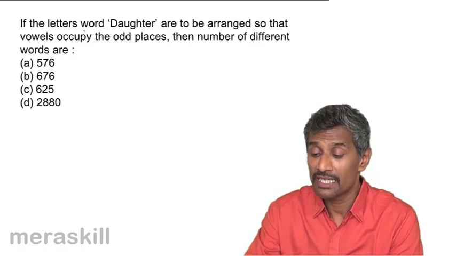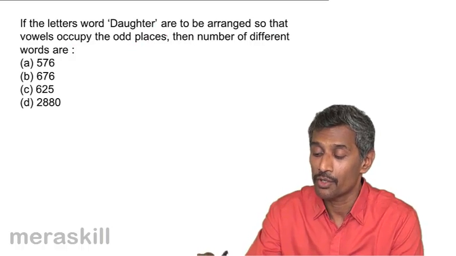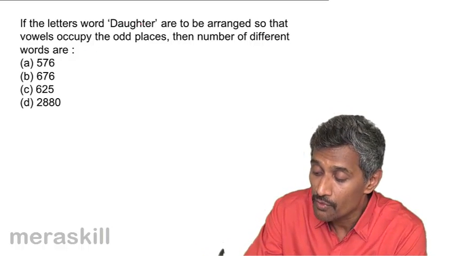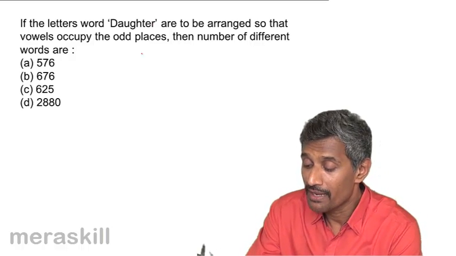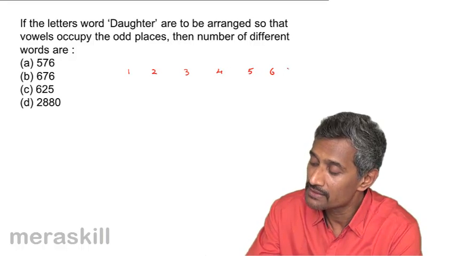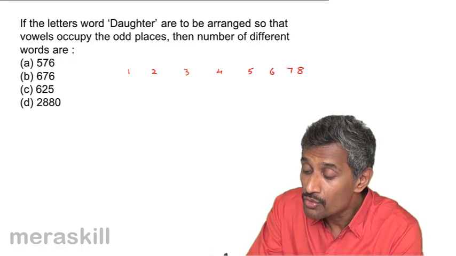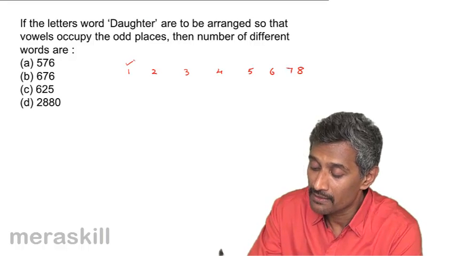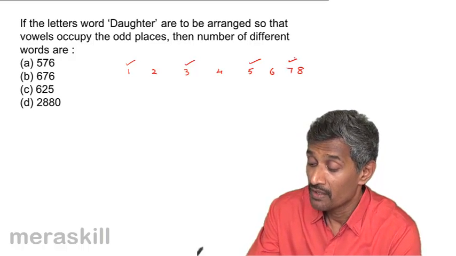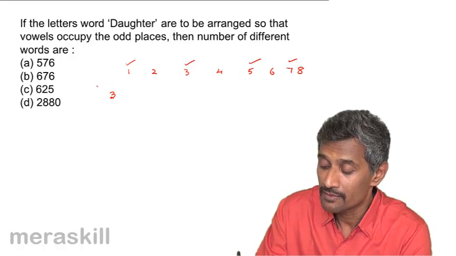The next one is, if the letters of the word DAUGHTER are to be arranged so that vowels occupy the odd places, then the number of different words is what? So now we have 8 letters, 1, 2, 3, 4, 5, 6, 7 and 8. There are A, U and E as the vowels, which are going to occupy this place, this place, this place or this place. So the 3 vowels have 4 places that they can occupy.